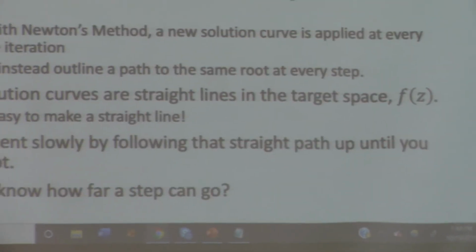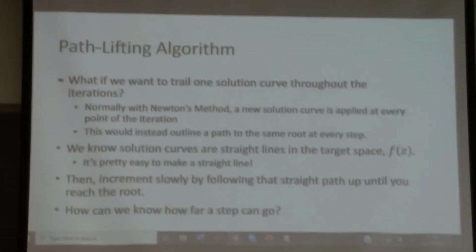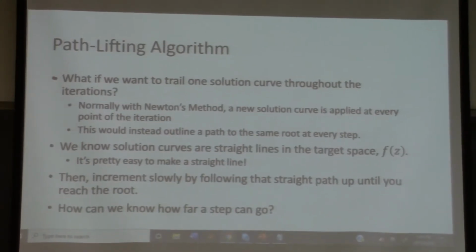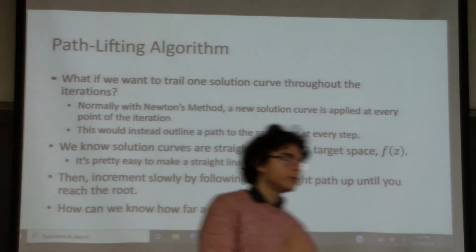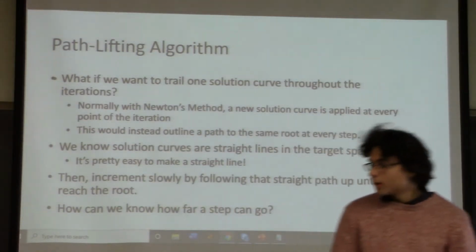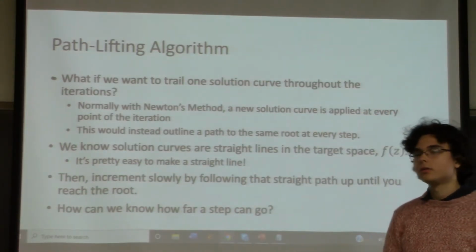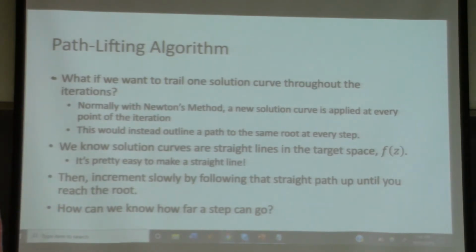Okay, so now a path-lifting algorithm. There are different algorithms similar to Newton's method, which utilize very similar properties, but they try to add on to it. So, what if we want to trail one solution curve throughout the iteration? Because remember, what you're doing with Newton's method is, at every point, you're looking at what the derivative is again. So you're here, the derivative tells you, go that way. No matter what happens, you go this way. There could be a wall in front of you, which is bad, but you don't care, you're just going. And then here, you look at this again, and this tells me here now.